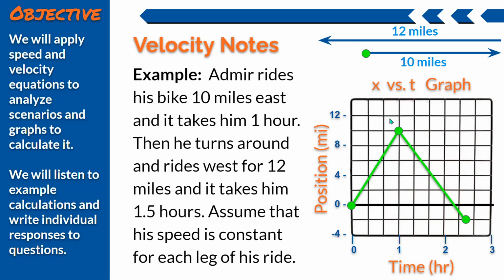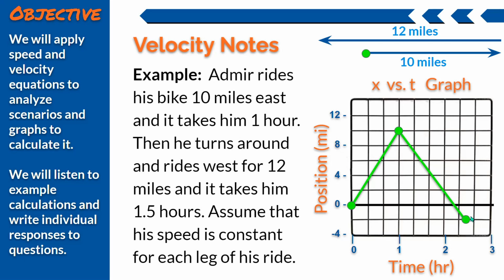Okay, so let's take an example that we looked at already. This is the one from yesterday about Admir riding his bike. Just to remind you of this scenario, he rides his bike 10 miles east, it takes him an hour, then he rides 12 miles west, it takes him 1.5 hours, and we graphed this yesterday. So we already know what the position time graph looks like.